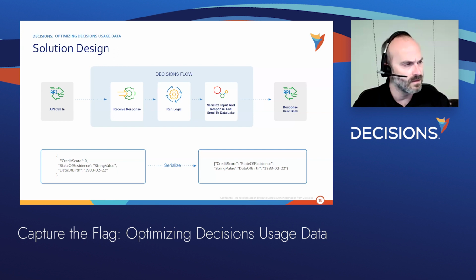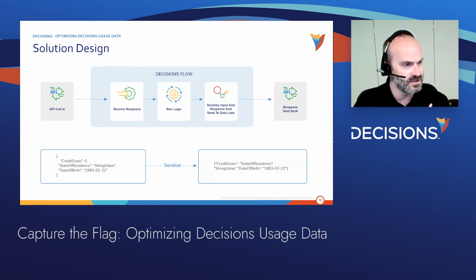What you see on the screen here is a traditional Decisions call. We might receive an API call, consume the API response, deserialize it, and run our logic against it. And then we're going to serialize that input data along with the response data, save it to an external data location, and then send the response back. So the important addition here is that serialized input and response step. And what we're leveraging here is the ability to store data and serialize on demand any data object that we might have.